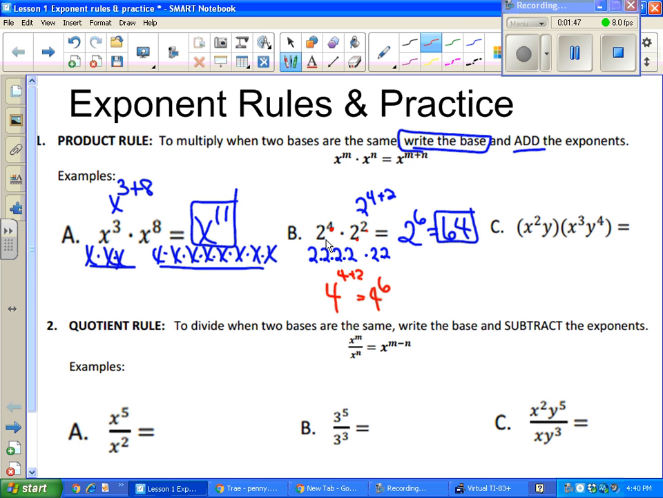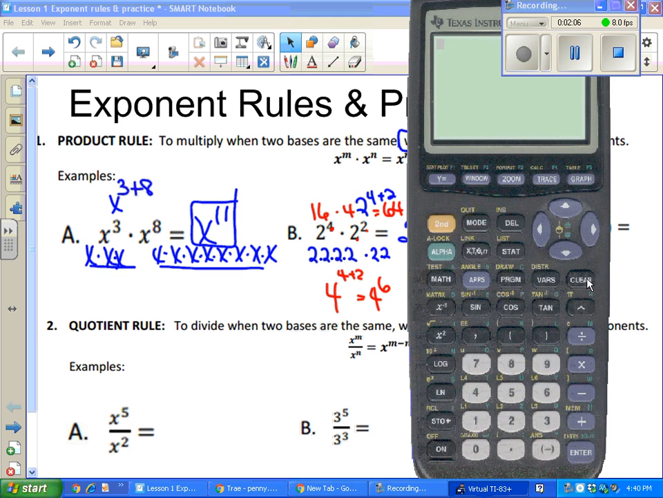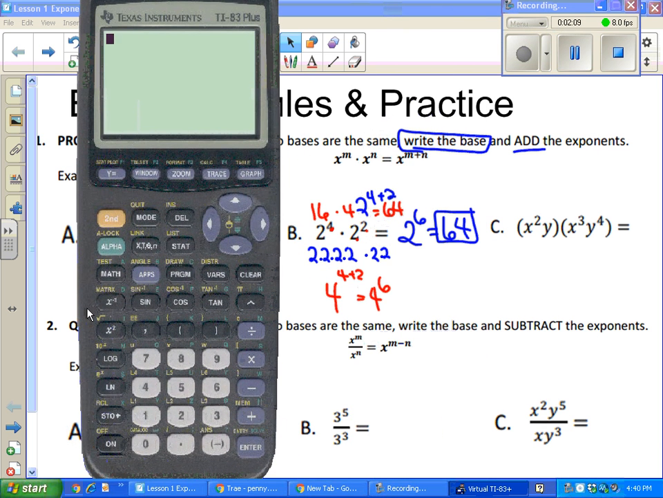Let's see if we can make sure that we understand why. 2 times 2 is 4, times 2 is 8, times 2 is 16. This is 16. 2 times 2 is 4, 16 times 4 is 64. So it verifies that we do get 2 to the 6th or 64. If we take our calculator, we can confirm the result. And when we confirm the result, we see that 2 raised to the 4th power times 2 raised to the 2nd power is 64, or the same as 2 raised to the 6th power is 64.